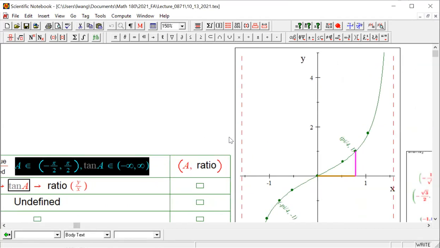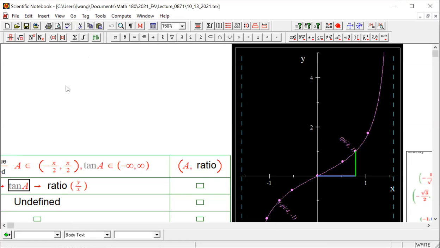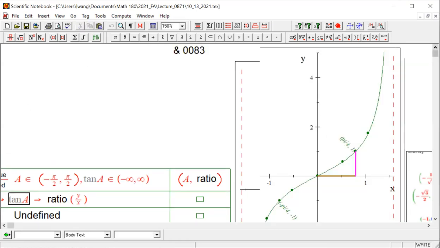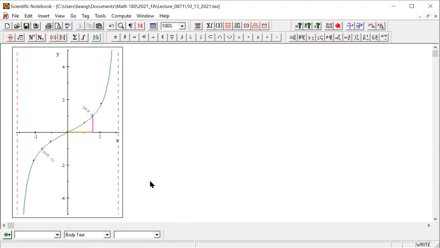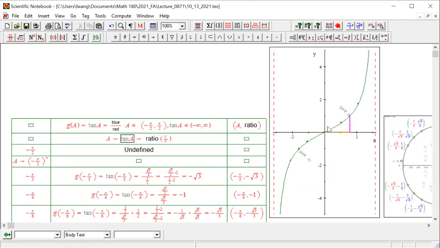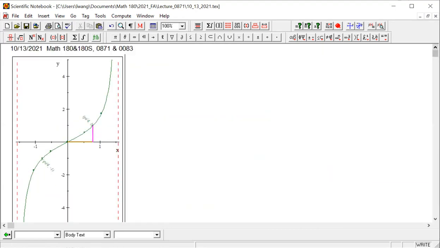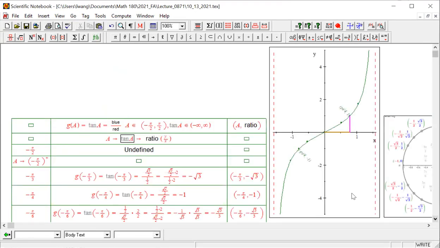Let me bring this over here on the top. Well, when we bring it on the top, we don't see the table and the graph side by side. So let me try something else. Let's do it this way. I will show you the sign just a little bit later.